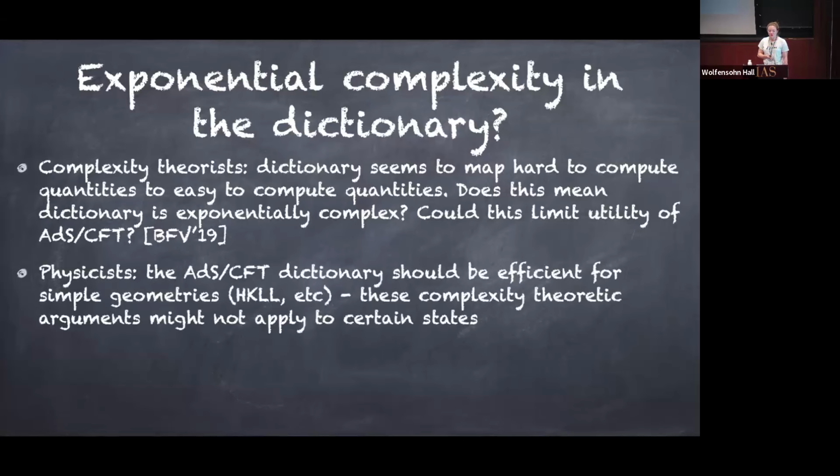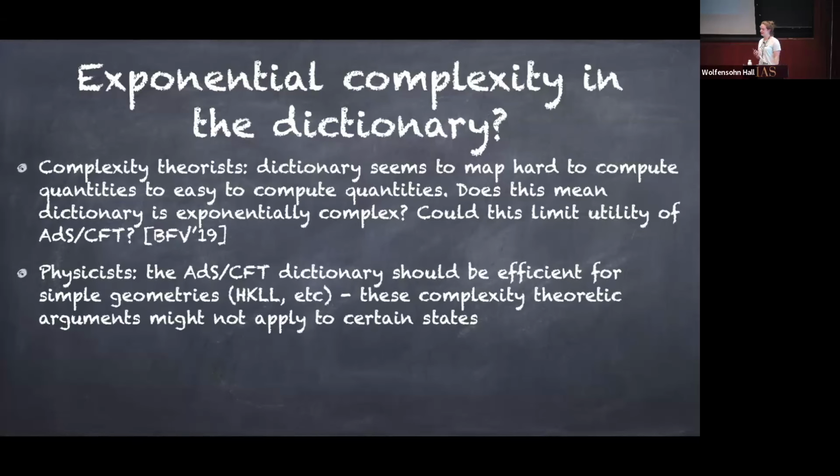So physicists say that the dictionary really should be efficient for simple geometries, and indeed, they have examples where the dictionary is efficient. And this kind of raises the question, or I guess the answer from physicists, that the complexity theoretic arguments that I've kind of sketched might not apply to certain states. And that's a very reasonable sort of answer.